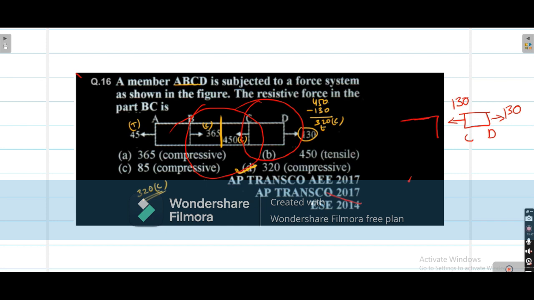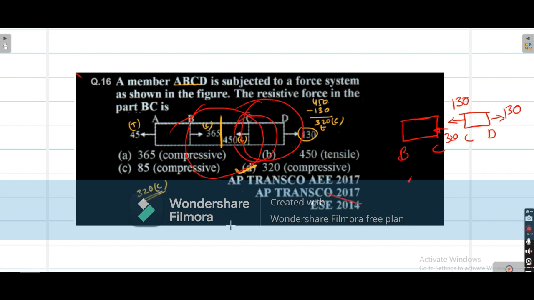Now, for the portion BC, how can we do it? Since 130 is already on one side and 450 is on the other side, if we subtract 130 from 450, that means 450 minus 130, then ultimately we can give a force of here, you can say 320, right? 450 minus 130, okay? So 320. If we add 130, it is 450, ultimately the meaning is the same.